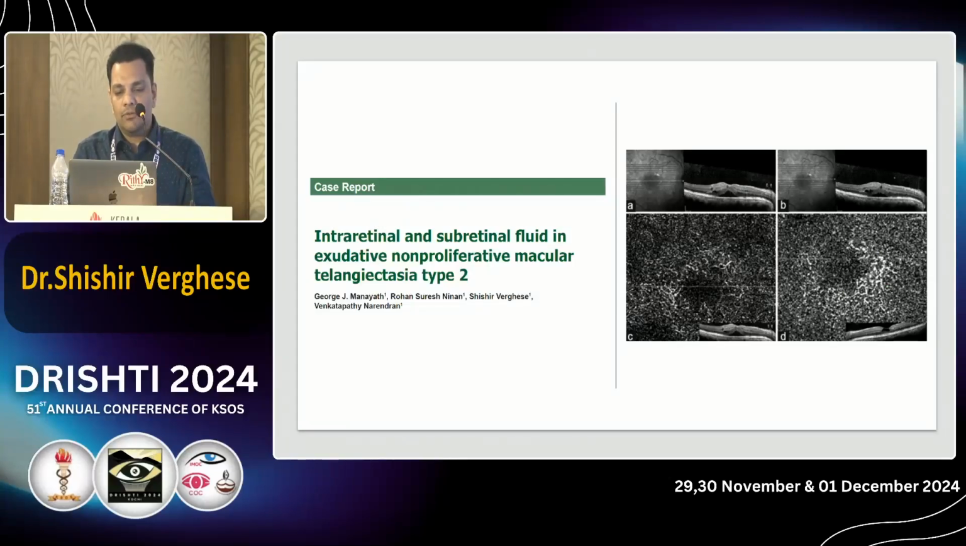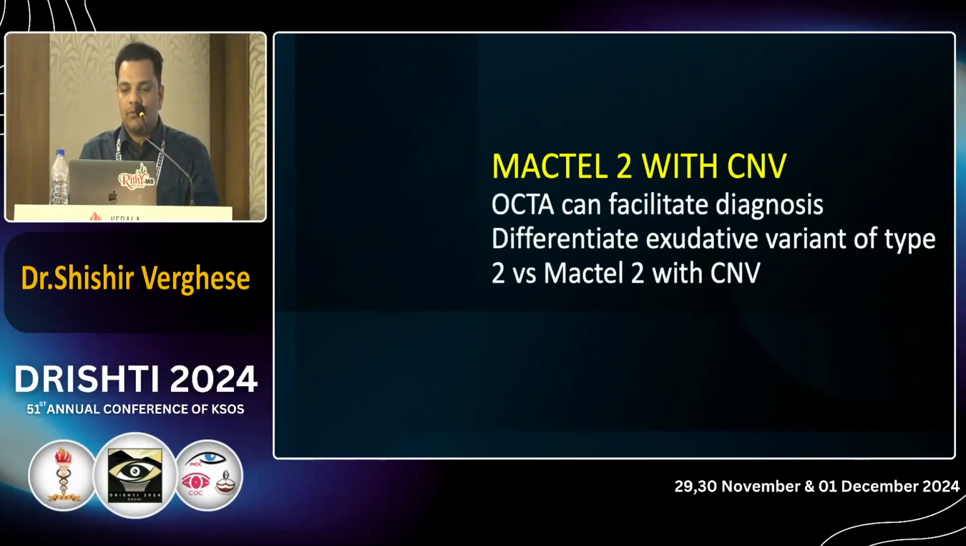So we have also studied the OCT angio on exudative MACTEL, that is without a CNV, and OCT angiography is really useful in differentiating these two entities, that is MACTEL2 with exudation and MACTEL2 with a CNV. So OCTA can facilitate diagnosis. It can also differentiate the exudative variant of type 2 MACTEL from MACTEL2 with a CNV.